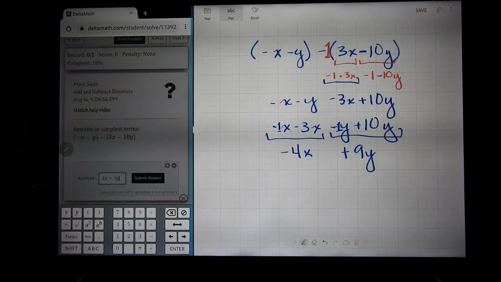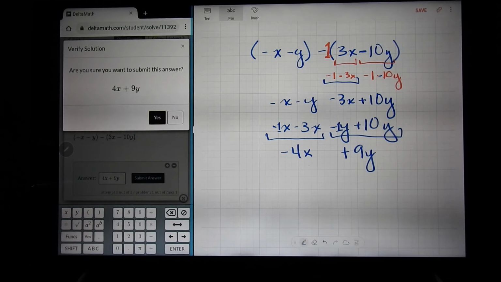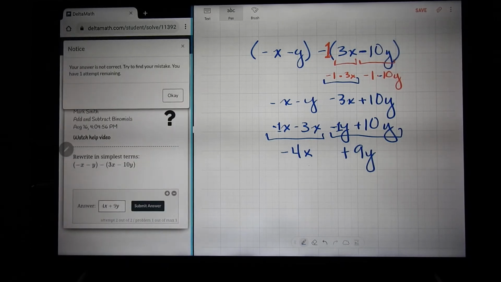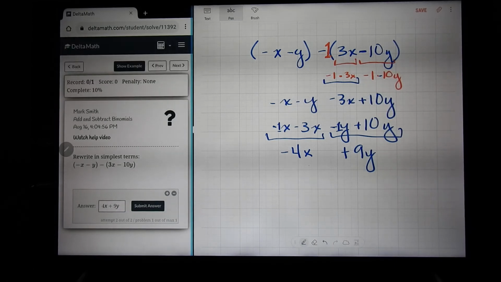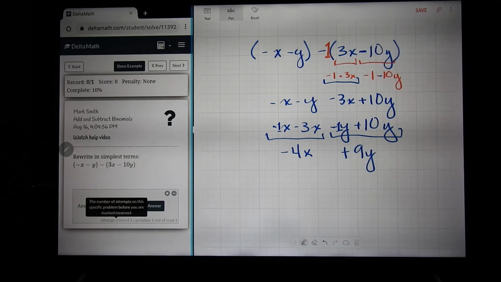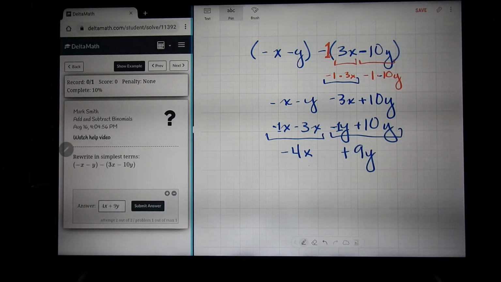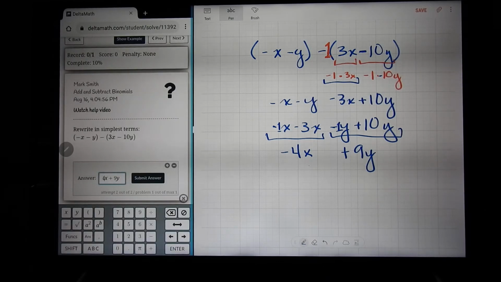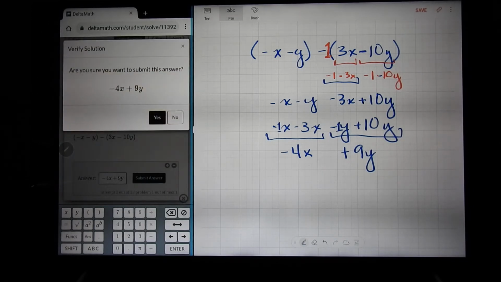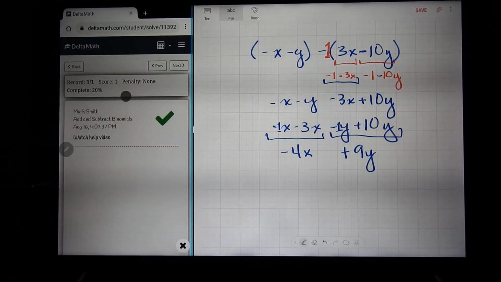I'm going to submit my answer, and we say, is that right? And we look over here, and we don't notice that we have a negative there. We just go too fast, and we say, yes, that's the answer. And it says, oh, your answer is not correct. Try to find your mistake. You have 1 attempt remaining. All right, so try to find my mistake. Oh, I see. I need a negative sign right there. We left it out on purpose, so we weren't really wrong. But let me submit that, and this time we get a green check.